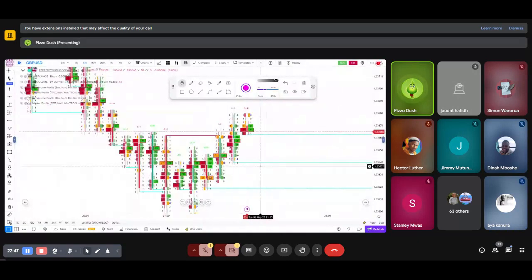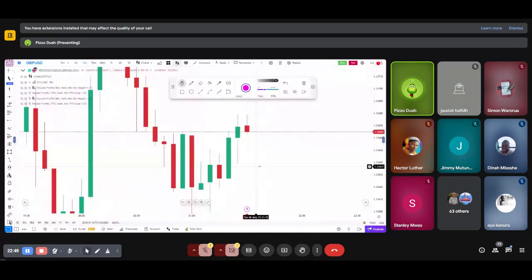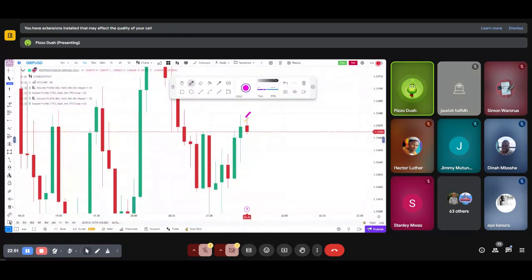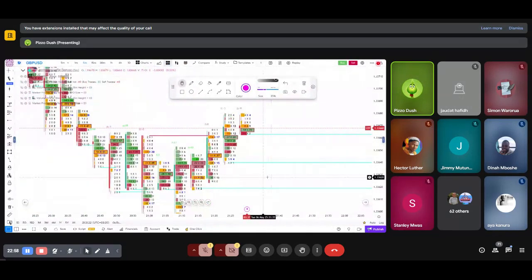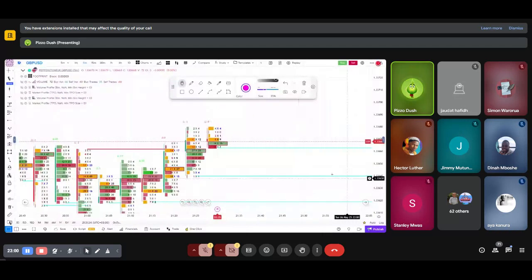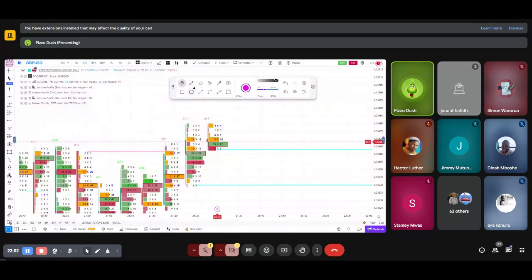So price action obviously inatuonyesha what has already happened. You see, inatuonyesha what has already happened like that. But the moment tunafungua footprint chart inakuonyesha what is happening currently. What is happening currently? Buyers ndio wengi. Okay, sellers ndio wengi. Yeah, market itashuka. Buyers ndio wengi. Yeah, market itapanda. Like that. So in case I use Bitcoin, let's use Bitcoin juu ndio inakuwa na volume mengi usiku.